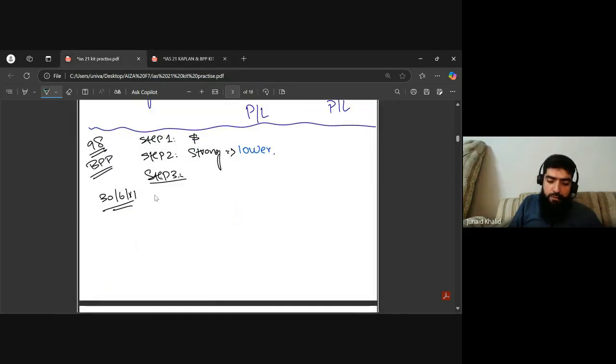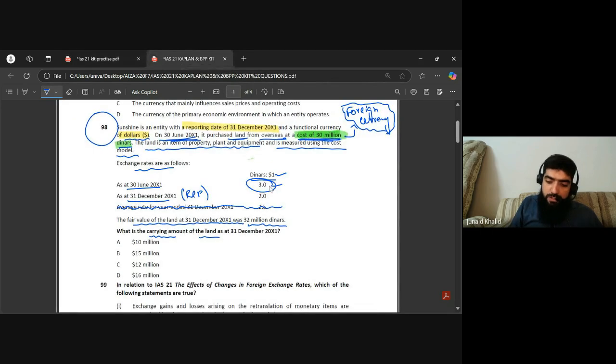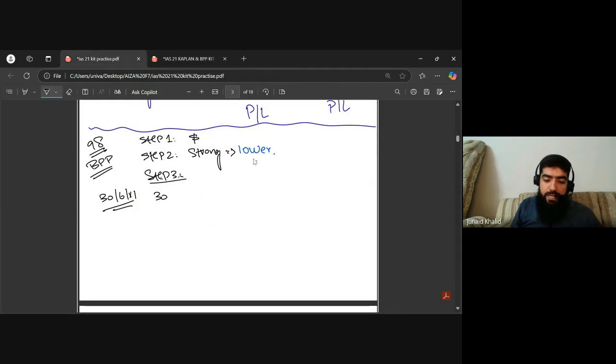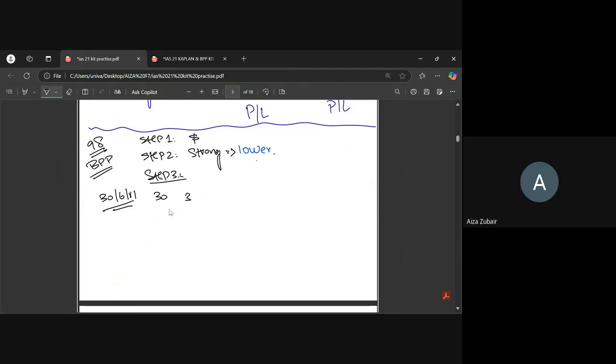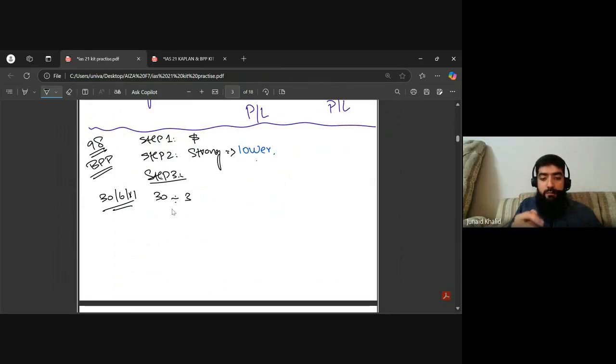So 30 million on 30th June, the exchange rate was 3. We need the translated amount, and obviously it will be lower. So what are we going to do? Are we going to divide or multiply by 3? Divide by 3. Very good. Once we divide it, the translated amount will be lower, right? Yes. So it means on 30th June 2001, we are purchasing a land for 10 million dinar, right?